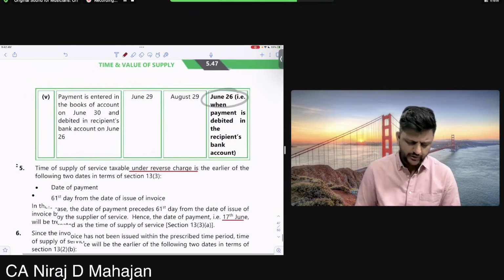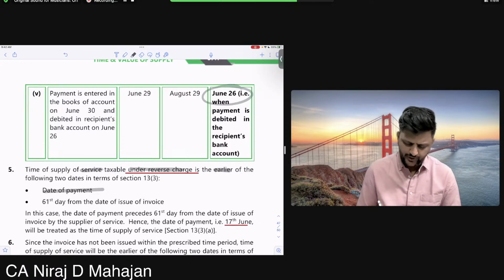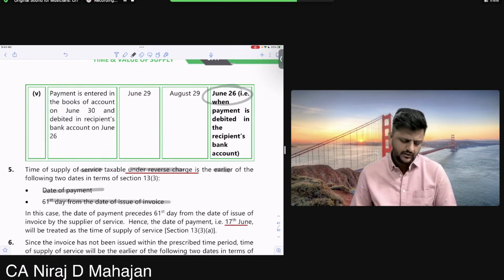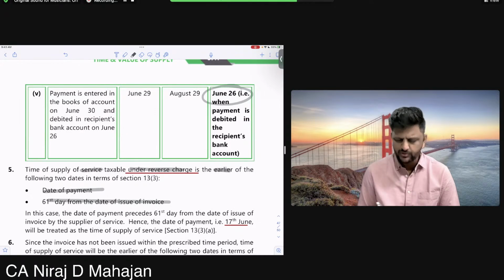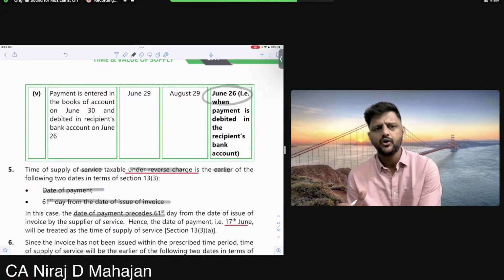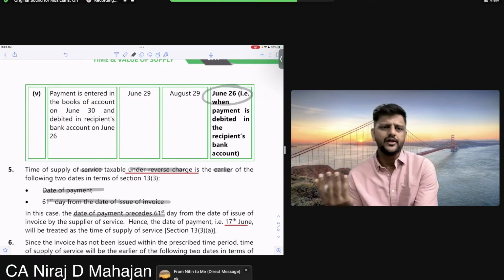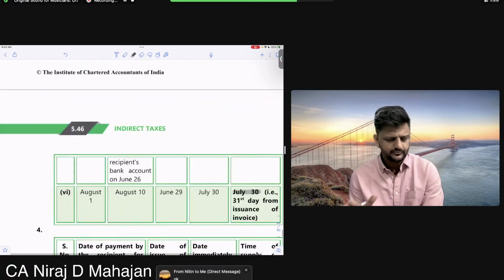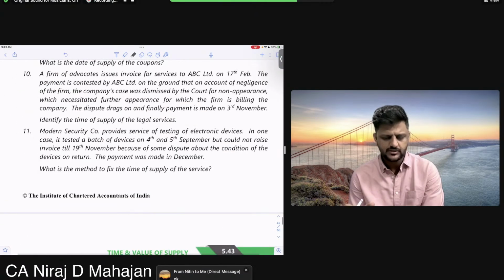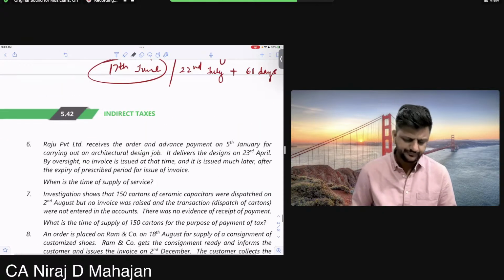Then not given the entire story. So the time of supply of service taxable under RCM is the earlier of two dates: the date of payment or the 61st day from the date of issue of the invoice. Now your date of payment is before this, therefore the date of payment, that is 17th June. Okay? All of you okay? You can obviously show what the 61st day is. So the earlier of 17th June or whatever that day comes to, 17th June. There was nothing challenging as such, just that it was RCM. Done?